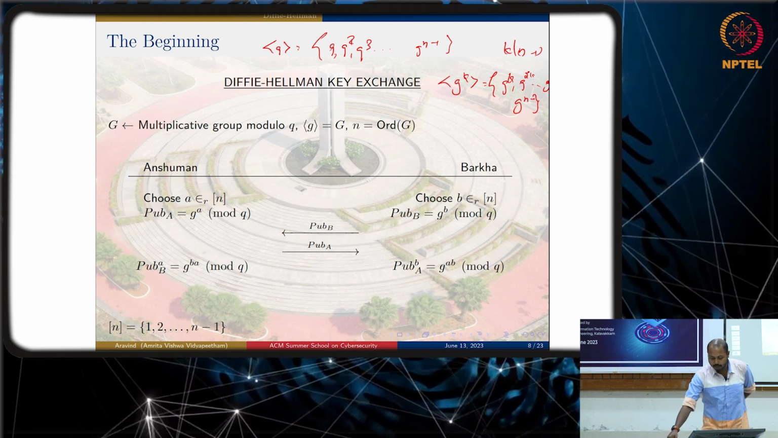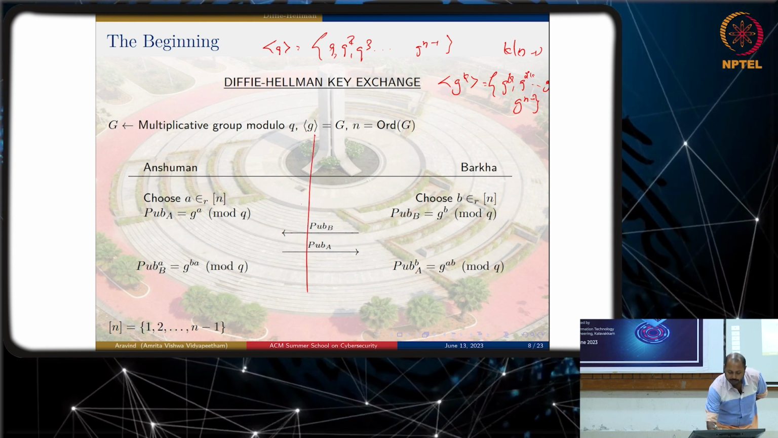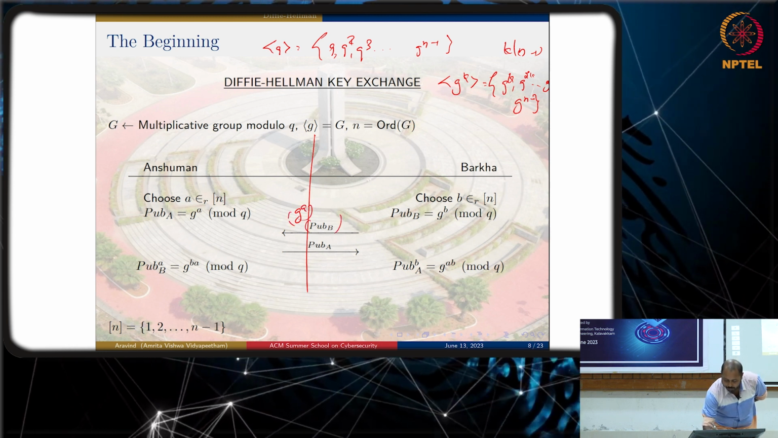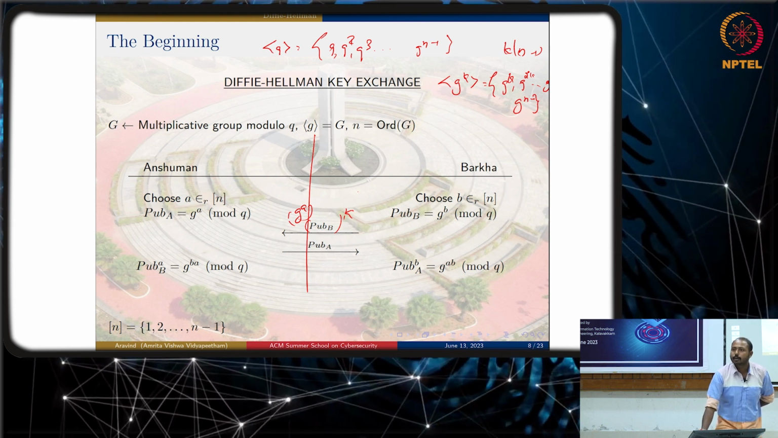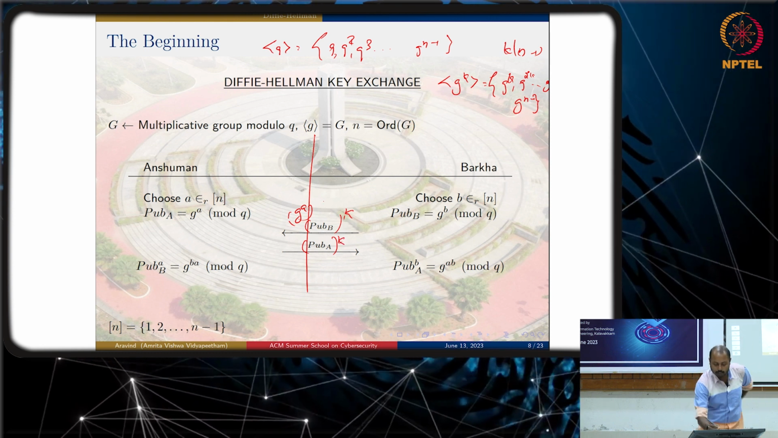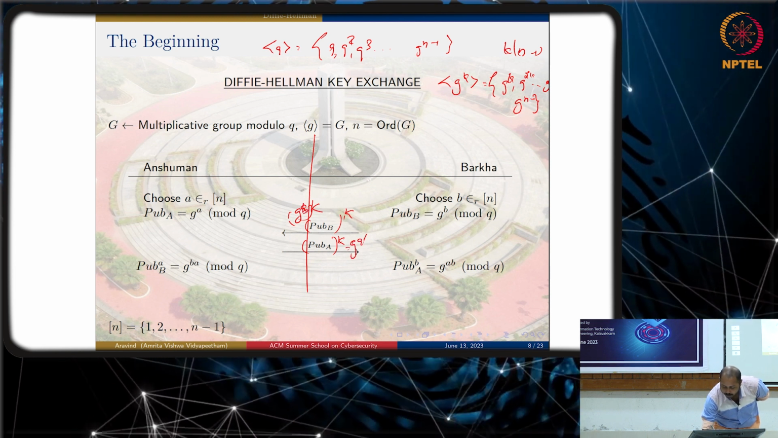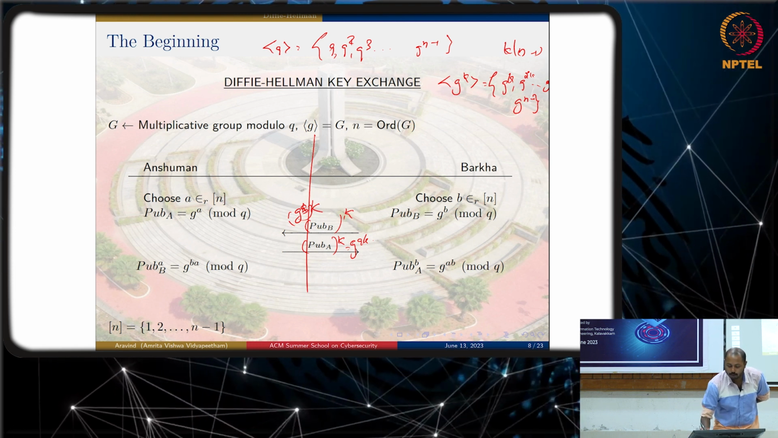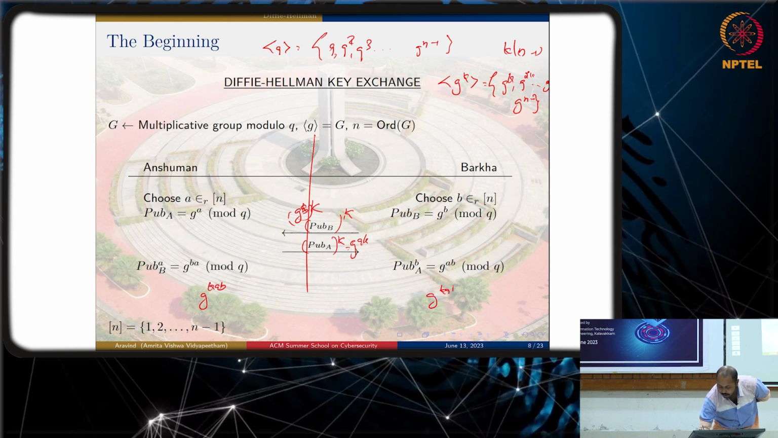So what happens in a subgroup setting is the adversary comes in between and plays with G power A. He knows the public key, so he will be sending the public key to the power k, and he will be sending the public key of A to the power k also. So now what we have is G power AK and G power BK, and the common key will be G power KAB on both sides.